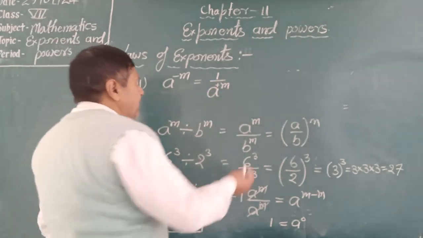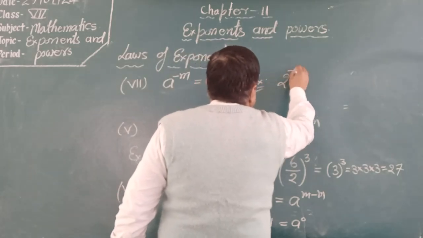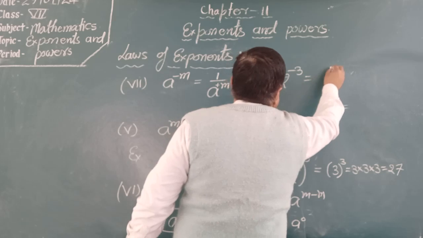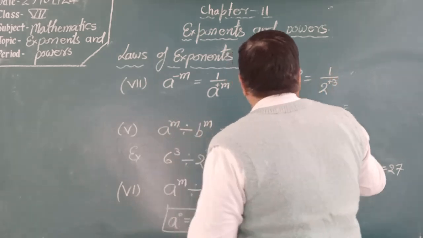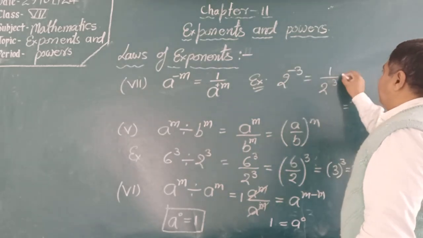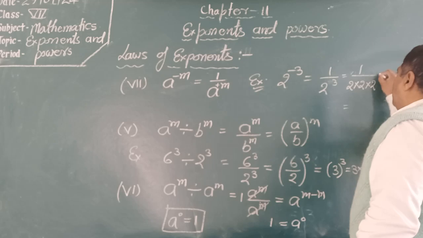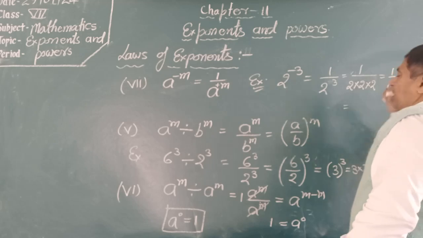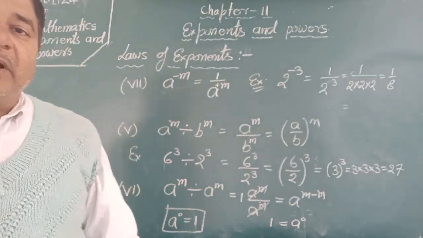Okay. For example, 2 to the power minus 3. Then we can write 2 to the power plus 3 in the denominator. That means 1 upon 2 to the power 3. That means 1 upon 2 into 2 into 2. That means 1 upon 8. Okay, we can write 1 upon 8.